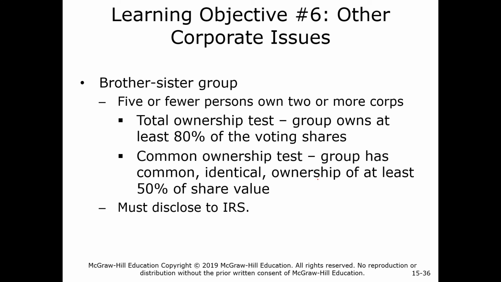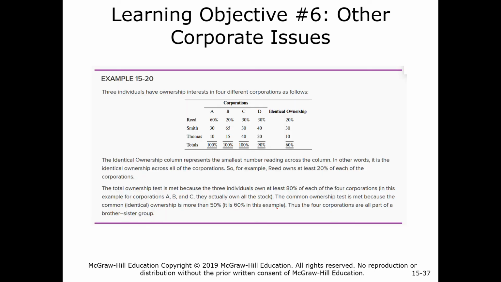Other issues that we need to look at is the brother-sister group. This is only a concern if we have 5 or fewer persons that own 2 or more corporations. I'm not going to get into detail on this, but basically it must be disclosed on the tax return. There might be some limitations, such as Section 179 and things like that, under this scenario.